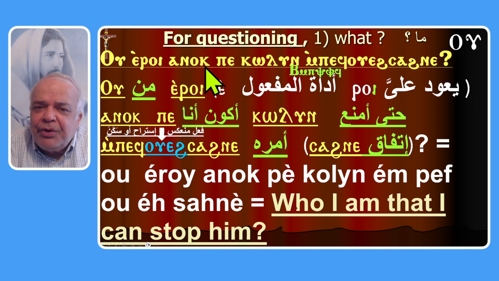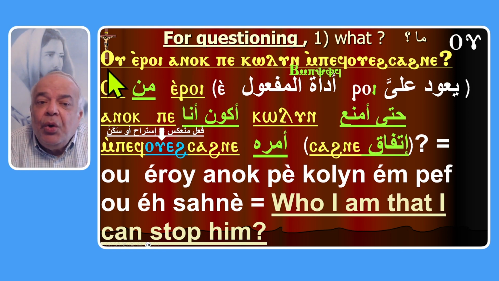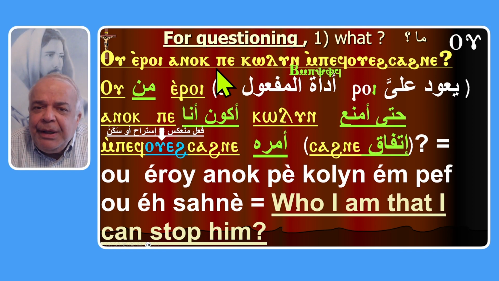When I say Anok means I for masculine singular, Anon for us, Anotein for you as plural, Anou for the third group, them. Where we changed it a little bit for other pronouns. We'll discuss it again in the future, and I believe we gave it to you before. O eroi Anok, who I am, to be, colon, that I can stop.